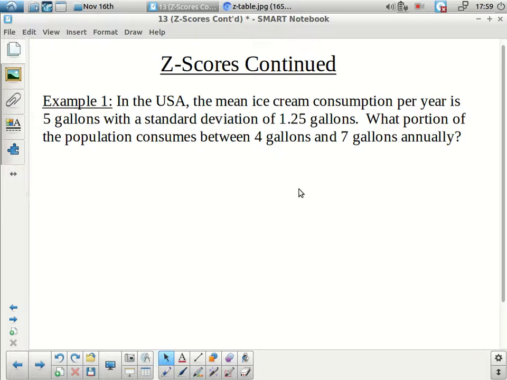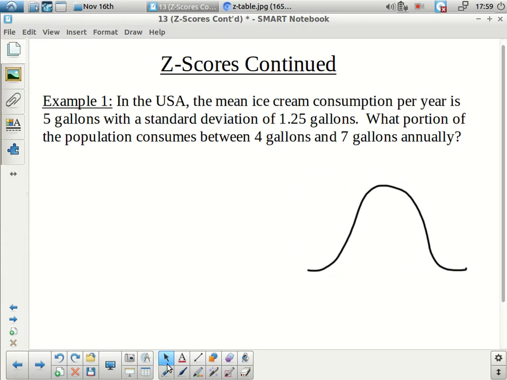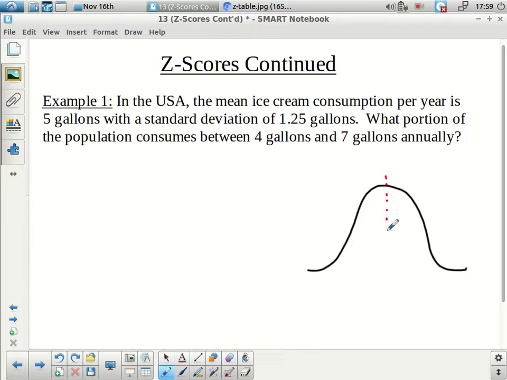Okay, so to set this up, we'll sketch out a curve like we were doing the other day to think about what's happening here. Our mean was 5 gallons, so it'll be right down the center of the bell curve. And I want to know what proportion consumes between 4 gallons, again with 1.25 standard deviation, so this is a little less at 4, and a bit more at 7, so maybe over here somewhere. So how am I going to figure this out?